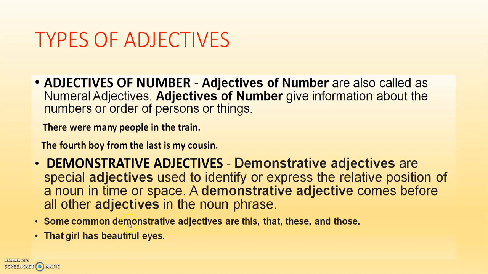Now here some common demonstrative adjectives are this, that, these, those. Now you remember I had sent you a table for demonstrative pronouns which showed that this is used for things which are near to us and singular in number. That is used for singular things which are far from us. These is used for plural things near to us. Those is used for plural things far from us. The same rule is followed here as well. See the example here. That girl has beautiful eyes.